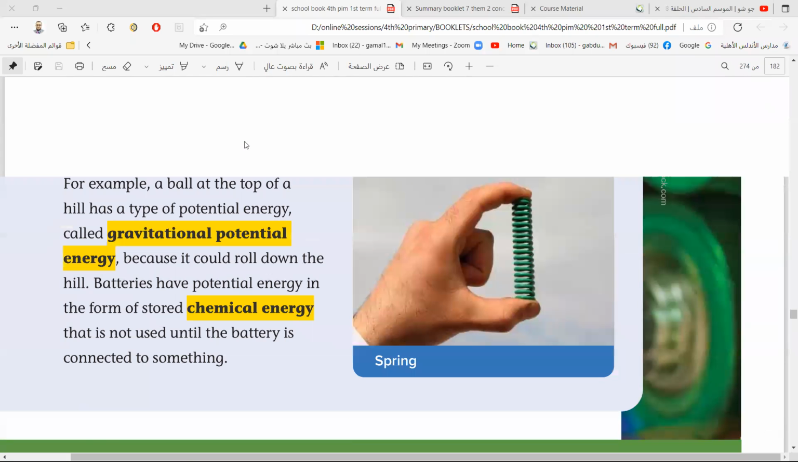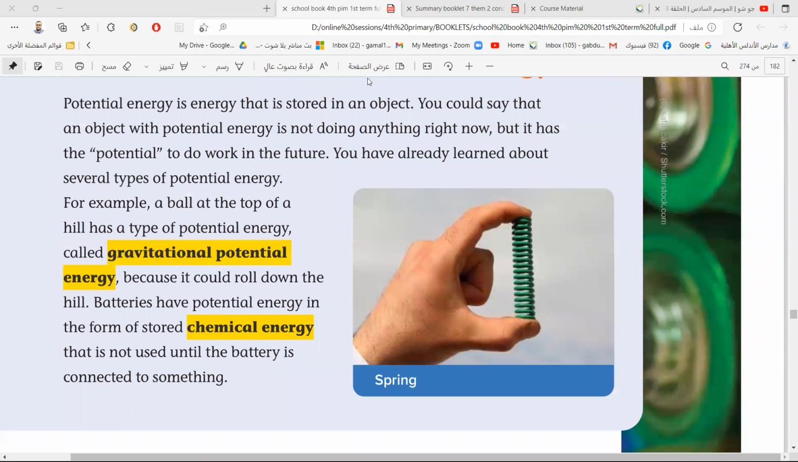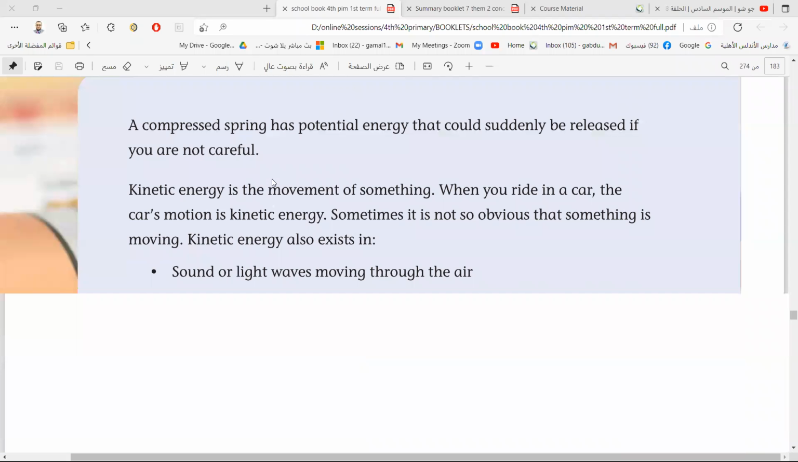Like this one. You know this one? Did you see it before? Some toys have this spring. Some toys, when you press on it and leave it, it jumps. And a sofa also, a sponge, when you press on it and you leave, it jumps. Okay. So when you press on it, you store potential energy. This is a kind of potential.